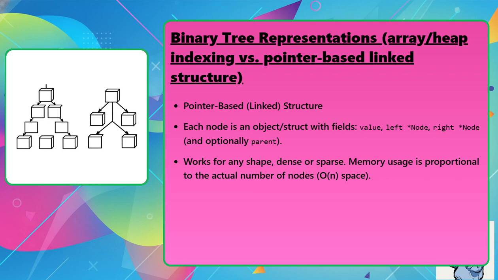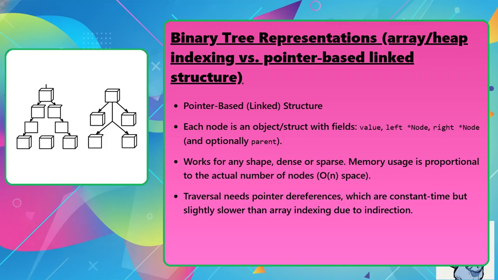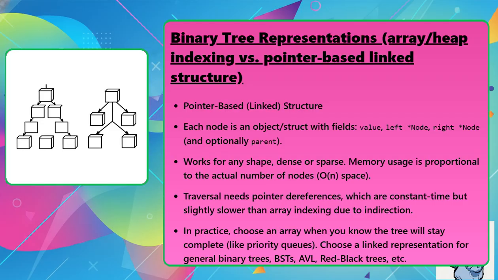Memory usage is proportional to the actual number of nodes, O(n) space. Traversal needs pointer dereferences, which are constant time but slightly slower than array indexing due to indirection. In practice, choose an array when you know the tree will stay complete, like priority queues. Choose a linked representation for general binary trees, BSTs, AVL, red-black trees, etc.